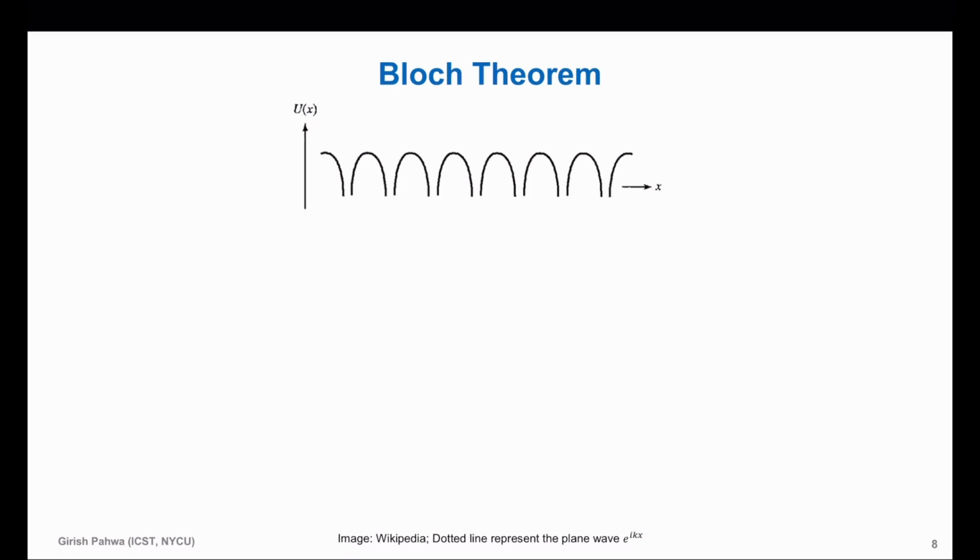Bloch theorem gives you the properties of the energy eigenfunction. We have done some simple problems and calculated energy eigenfunctions. Say for an infinite potential well or finite potential well, we solve the Schrodinger equation and get some energy eigenfunctions and energy eigenvalues, right? So Bloch theorem tells you that the energy eigenfunctions for a periodic potential will have certain properties. So what is that property?